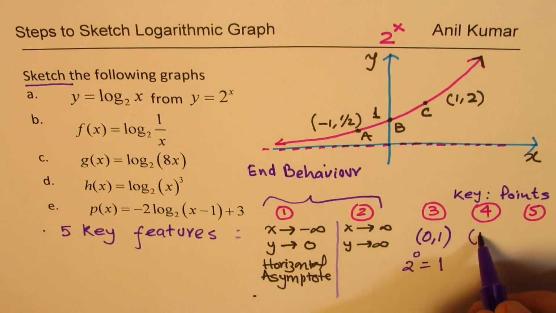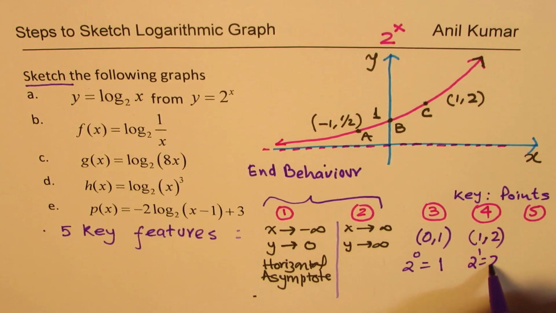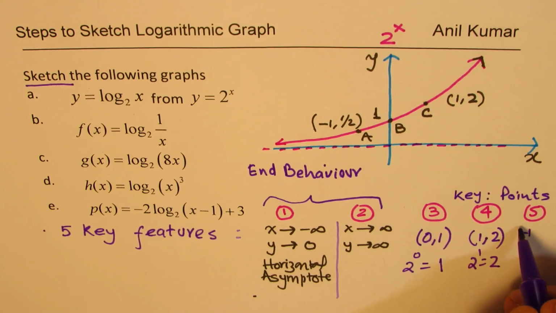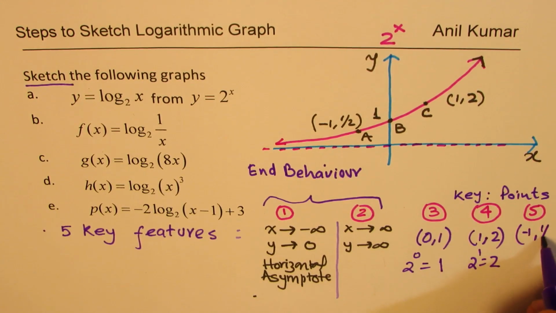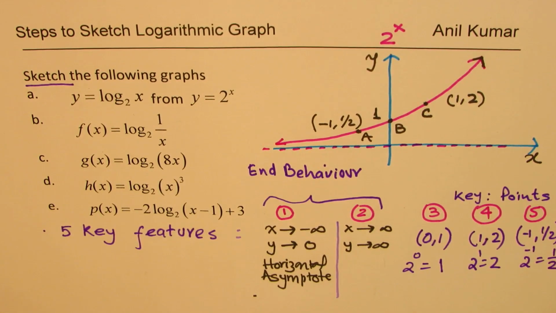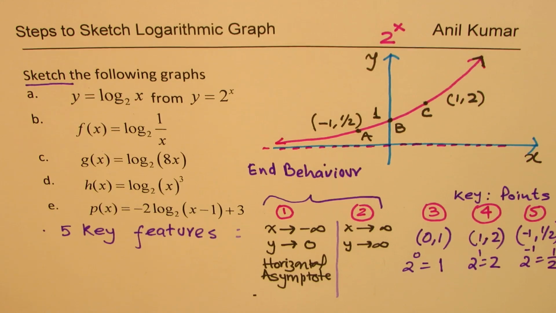Now, anything to the power of 1 is the base itself. So 2 to the power of 1 is 2. But if I write minus 1, then what you get is the reciprocal in this case. So 2 to the power of minus 1 is 1 over 2. So these are the key features for your exponential graph.